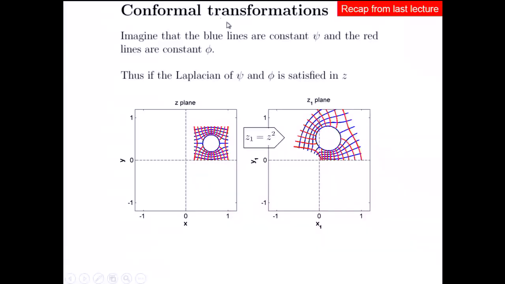So if a complex potential function satisfies the governing equation in the original plane, then after this transformation, it should also satisfy the governing equation in the new plane, and that's the whole point behind what we are doing here.